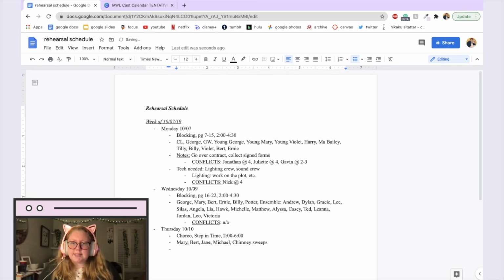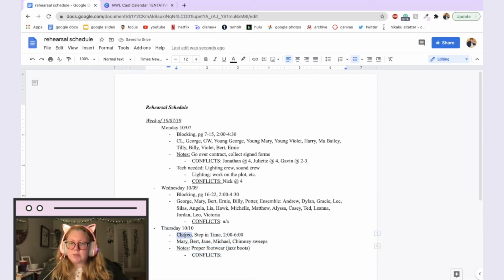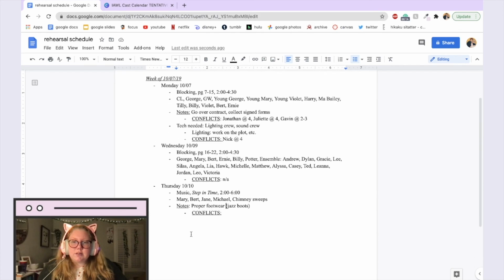And then again, same idea. Let's say you have notes to go over, and you say you want to talk about proper footwear, jazz boots, and that's a note you want to make, and then you would add conflicts, and that would be how you would formulate a choreo rehearsal. Similar for music rehearsals, instead of choreo you would write music, and then you would again write the songs you're covering, and you could always italicize the songs so you know that they're songs compared to pages or scenes.